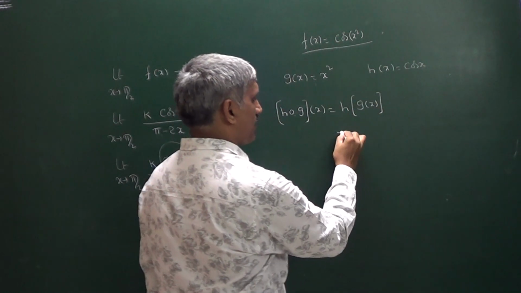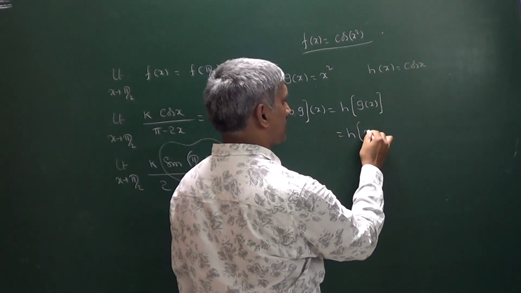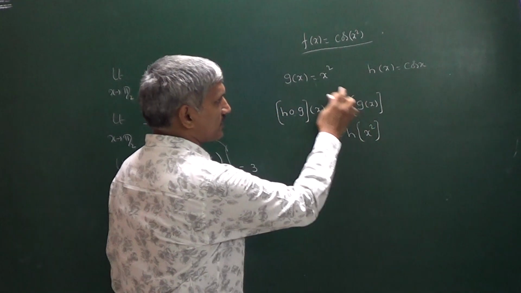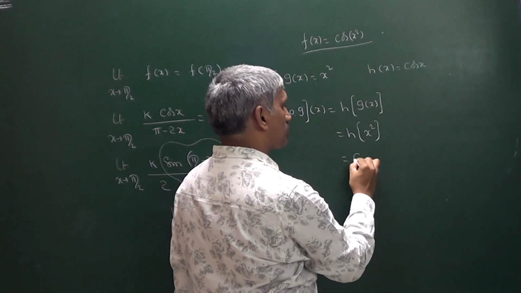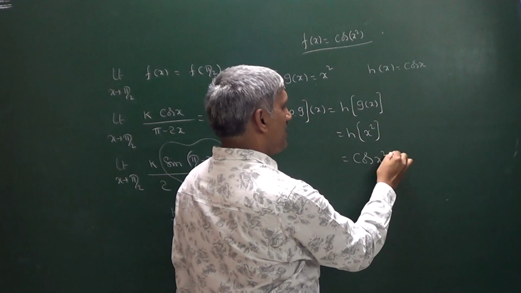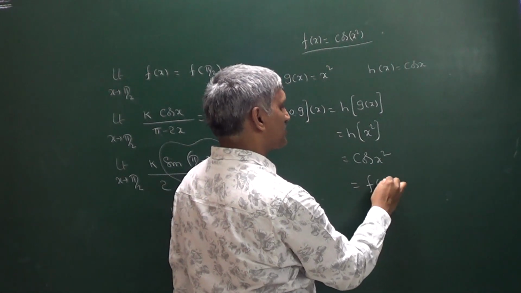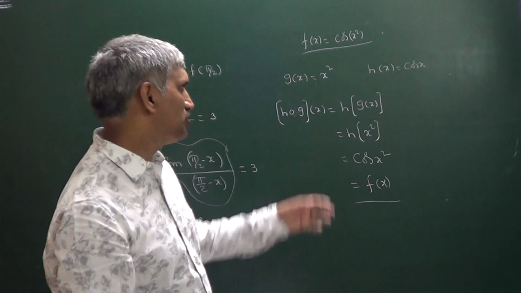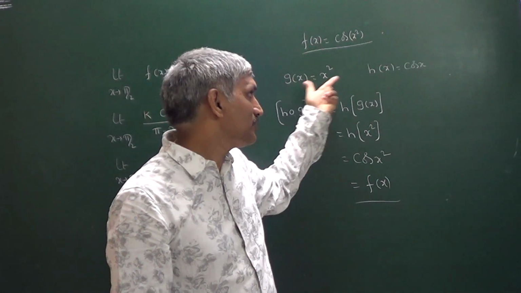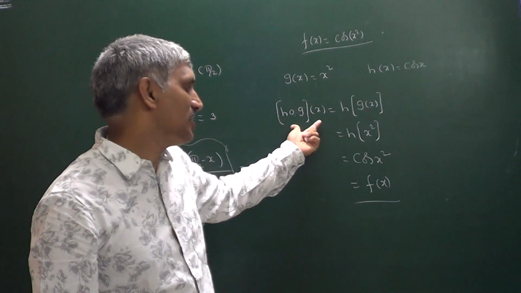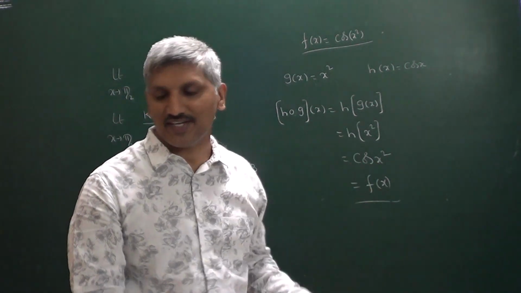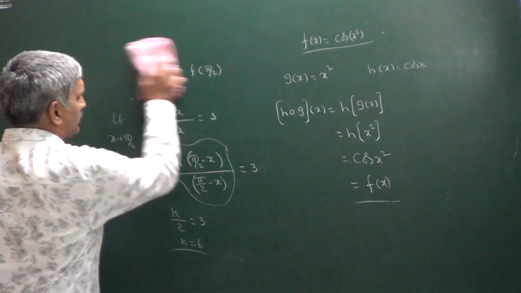Right? So what is h of g of x? g of x is x square. So h of x square means you will get cos of x square, which is nothing but the given function f of x, or not. So g is continuous everywhere, h is continuous everywhere, no doubt their composition is also continuous everywhere. So this is another function given in the same type.